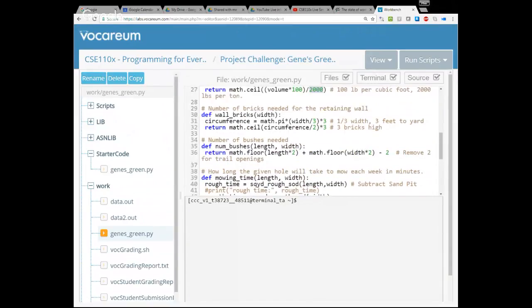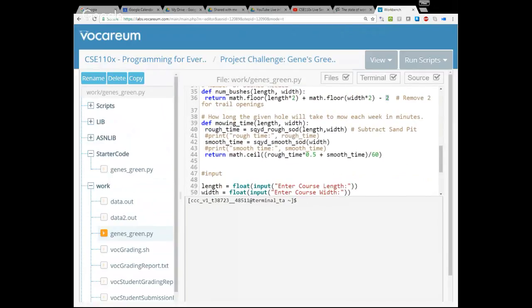Number of bricks follows a similar pattern, where the circumference of the sand trap area, which is the width divided by 3, times 3 to make it yards, times pi, gives the circumference. So this is the diameter times 3 to make it yards. Then I halve the circumference, dividing by 2 because it's only around half of it, and I multiply it by 3 to get my result there. Number of bushes is the perimeter minus 2 because I'm just removing 2 bushes for the trails that lead in and out of the hole.